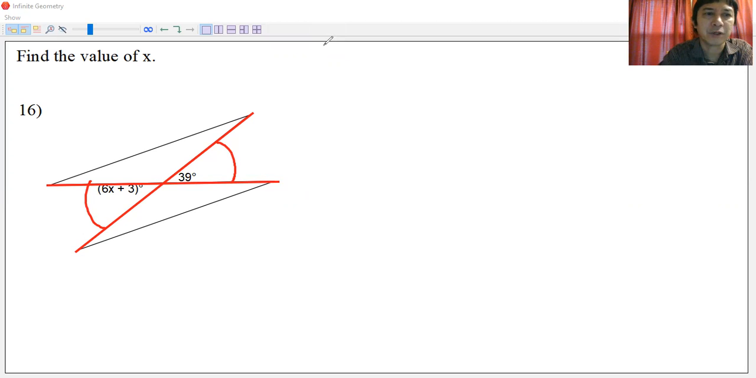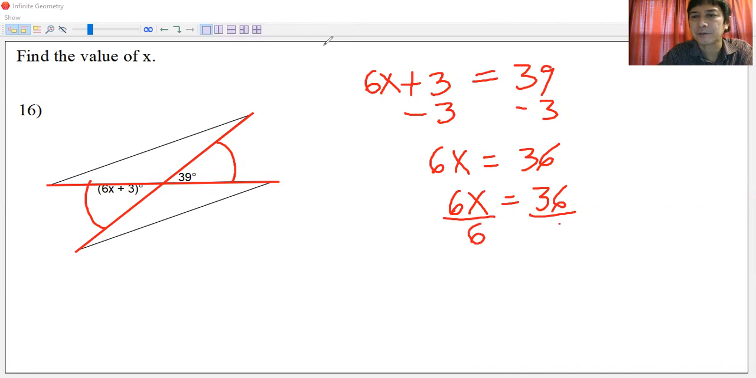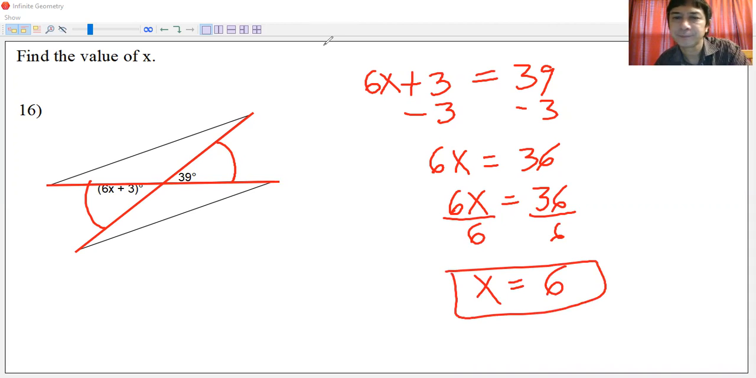So our working equation will be the expression 6x plus 3 equals 39. And we have to find x. So by way of subtracting the 3 first, the right side becomes 36 and the left side becomes 6x. And we have 6x equals 36. We can divide both sides by the coefficient of x, and x is equal to 6. And we can verify the answer right at the bottom of the diagram there. You can see the 6.